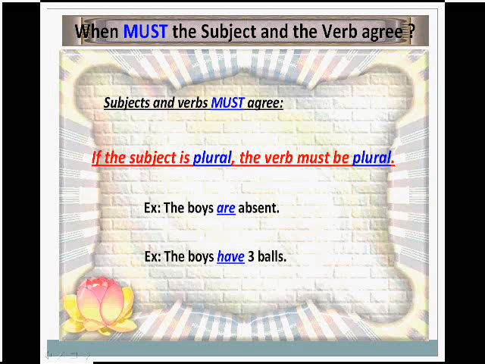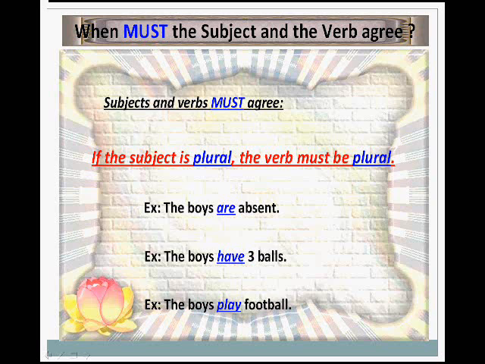The boys have 3 balls. So here again, boys, plural. Then I change the verb into have. And it's different from has in the other slide when they were singular. Okay? So here the boys, plural. Then the verb should be have, because have comes with the plural subject.